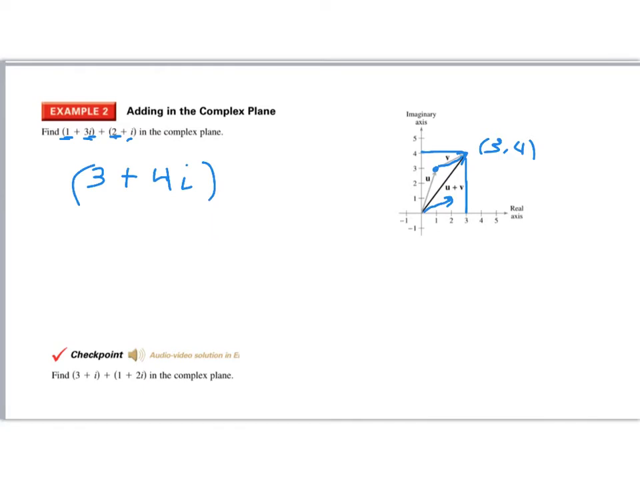All right, go ahead and give the checkpoint a go. Come back on when you're ready to go. And the answer is 4 plus 3i.